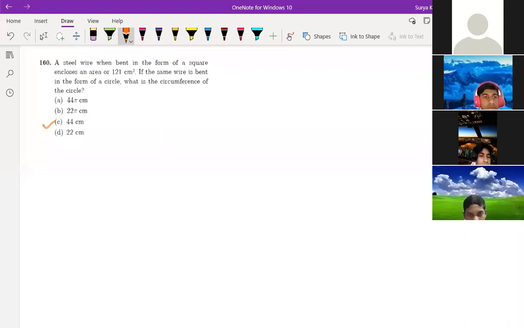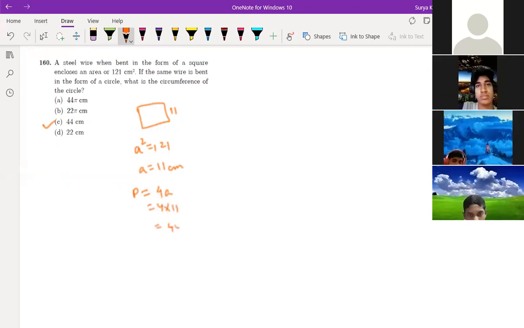Sir, a steel wire is bent in the form of a square. Any wire that is formed in a square, like this, and this area is given, right? Area of this square is nothing but 121. It means its side is 11, right? Side of a square equal to 11 centimeters. Perimeter of square equal to 4 into S. What is S? Side, 11 centimeters. So the perimeter of the square is 4 into side, so 4 into 11, that is 44 centimeters.